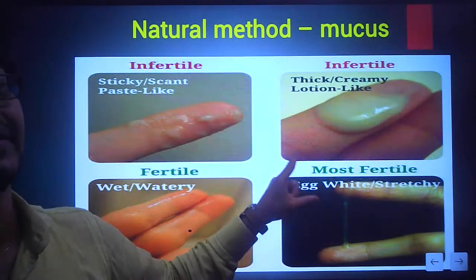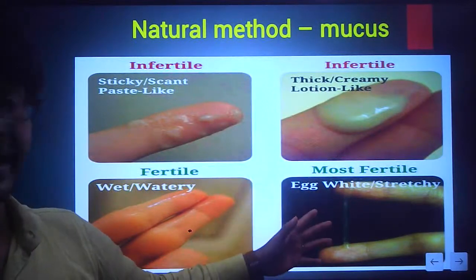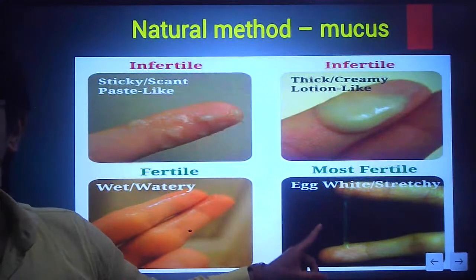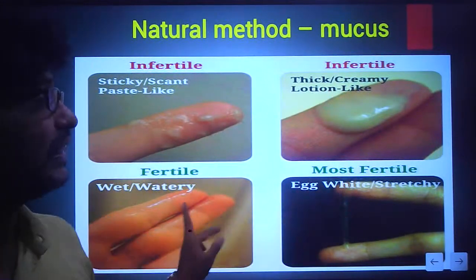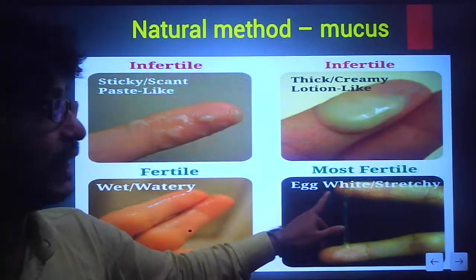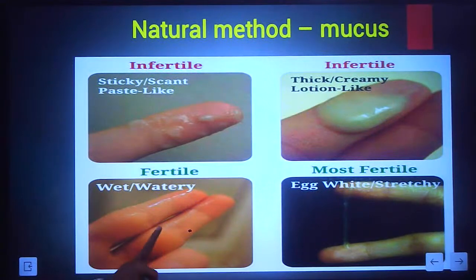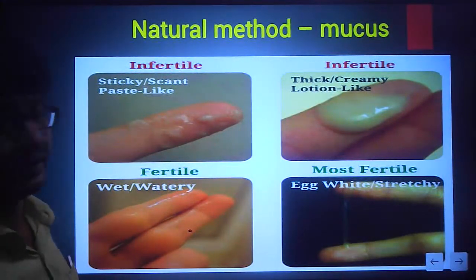At this time, if the husband and wife, the male and female, have a sexual relationship, then definitely she will conceive. In order to avoid this, she can skip sexual relationship at the particular period when she comes across egg-white stretchy mucus or wet watery mucus. Okay, done. So these are the mucus techniques by which we can also identify the fertile period.